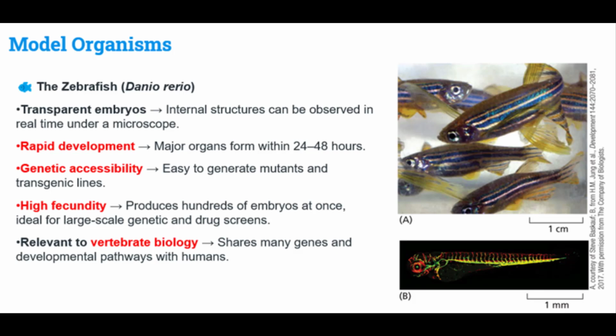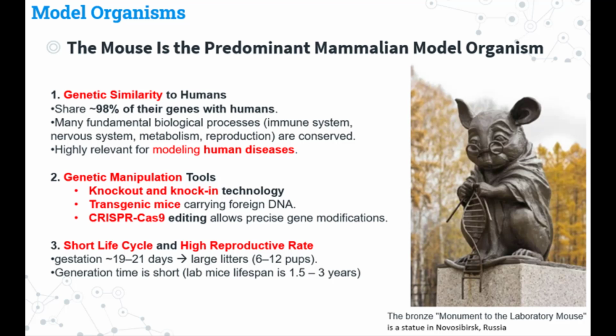Okay, finally, we arrive at the predominant mammalian model organism, the mouse. This is where it really hits home for understanding human health, I suppose, since we're both mammals. Absolutely. This is the closest step in many ways. How similar are we, truly? Well, the mouse is indispensable because of its profound genetic similarity to humans. They share approximately 98% of their genes with us. 98%. Wow. It's a huge overlap. This means many fundamental biological processes from the immune system and nervous system to metabolism and reproduction are conserved. They're largely the same. So they're like our closest genetic cousins in the lab.